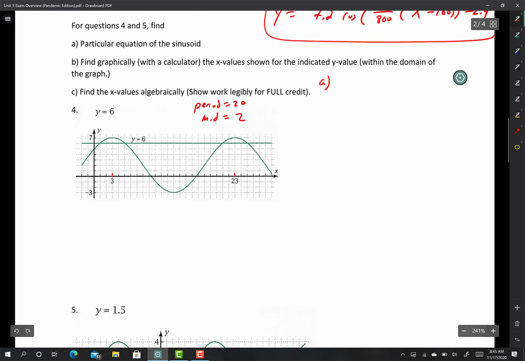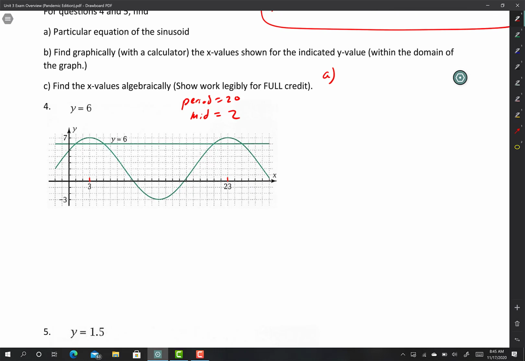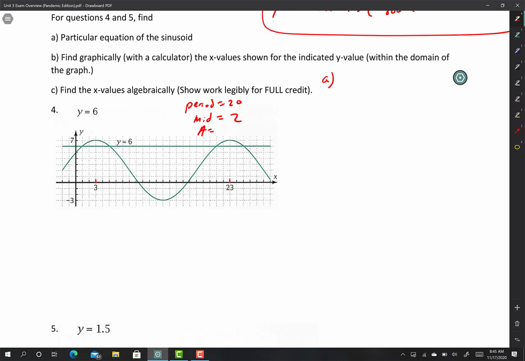I don't know why I did that there. And then the amplitude is the distance from 2 to 7. So that's going to be 5. And that should be the same from 2 to negative 3. And it is. So now all we need is midline, amplitude, period.